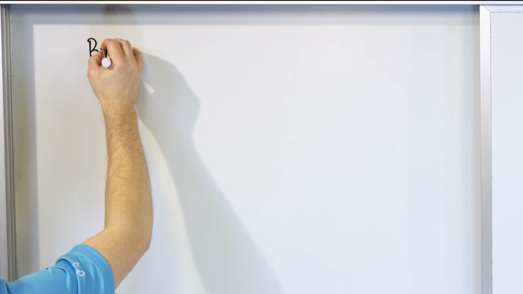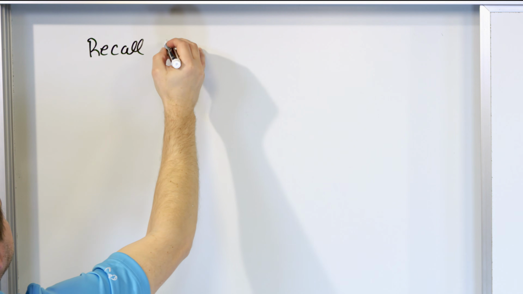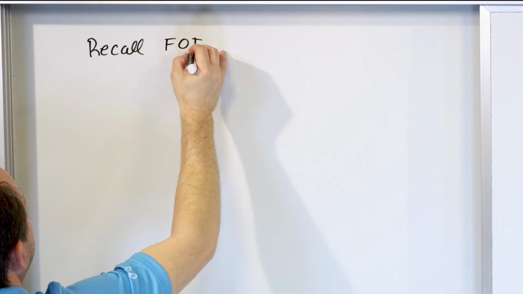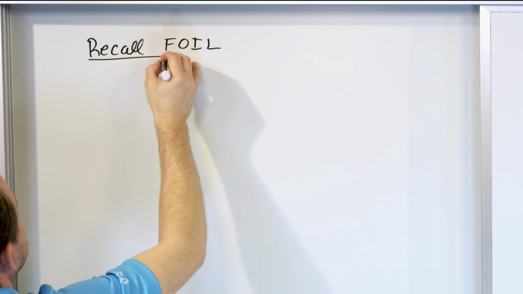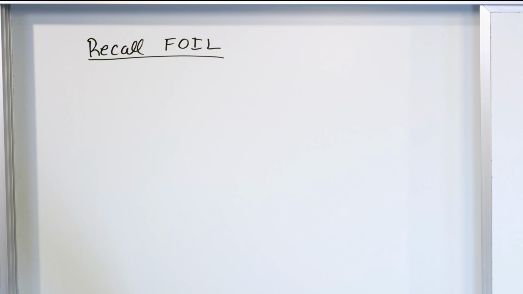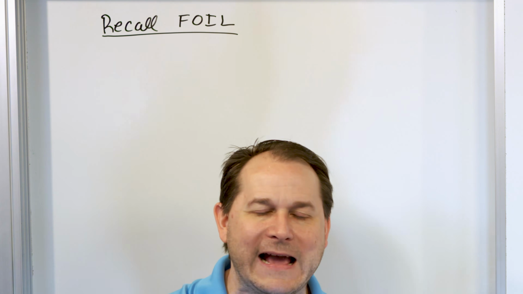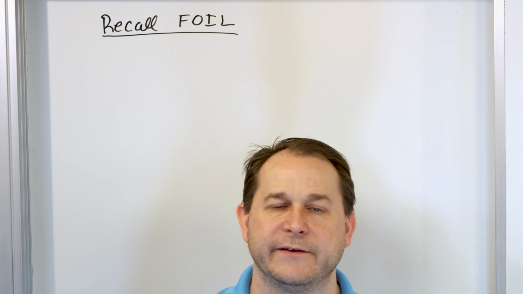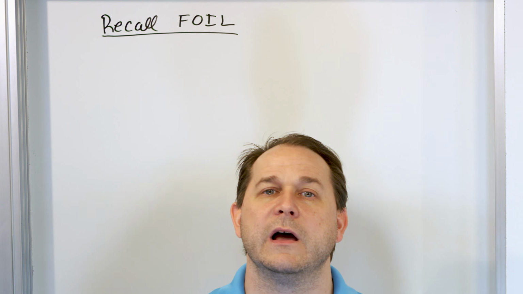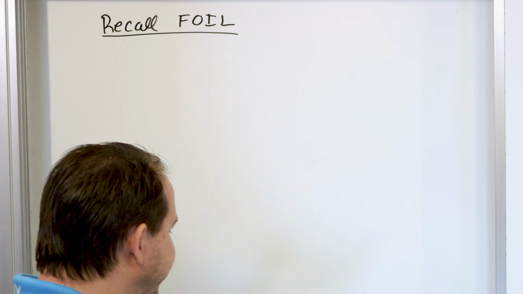So I'm going to write on the board, recall, something that we talked about a long time ago, FOIL, FOIL. If you haven't watched my lesson on multiplying binomials and FOIL, you need to stop right now. You need to go back and watch those lessons, because you can't understand the factoring, which is what we're doing here, unless you understand what FOIL is.